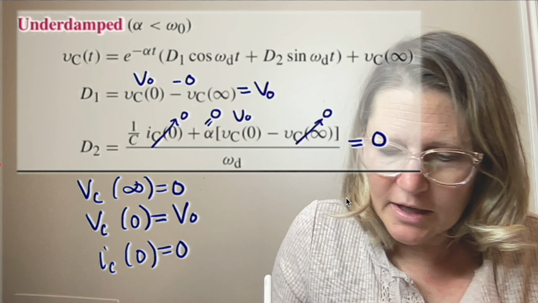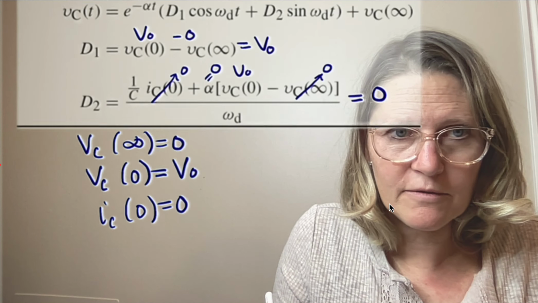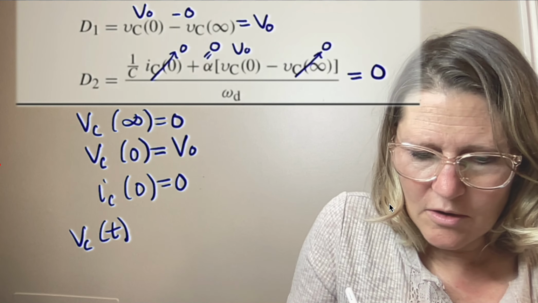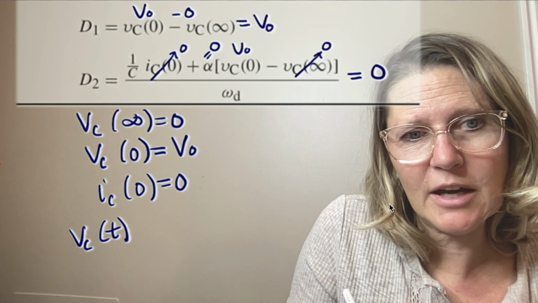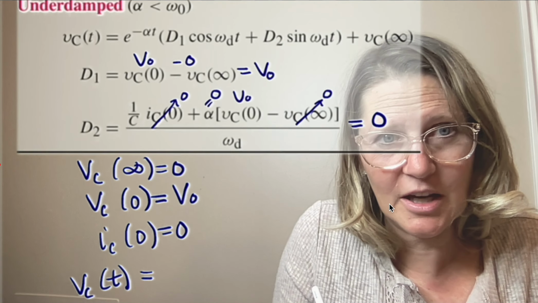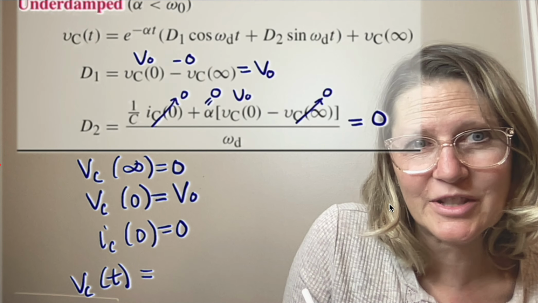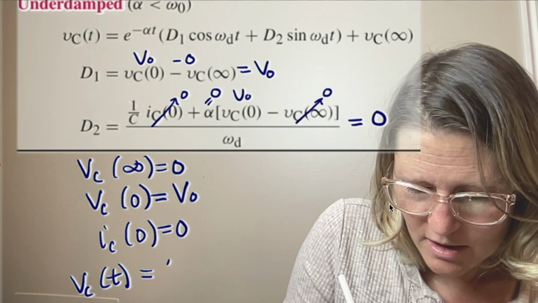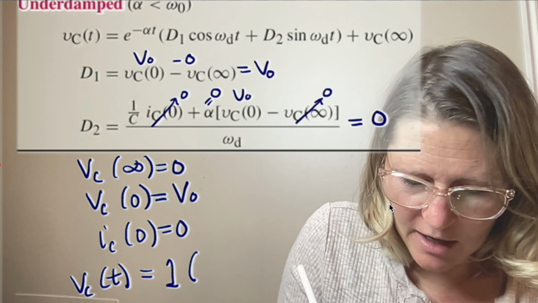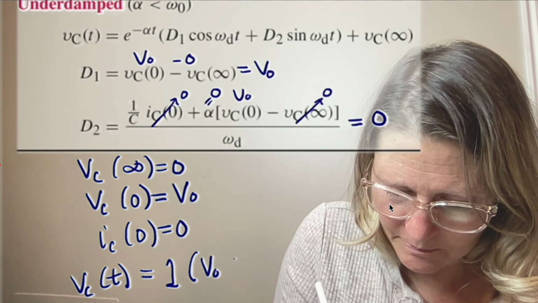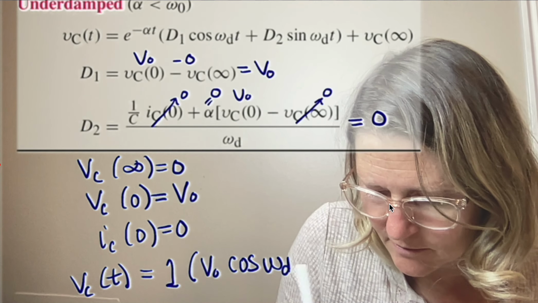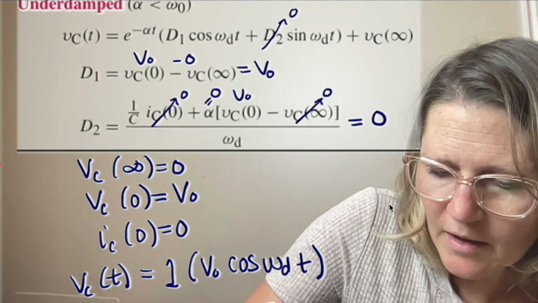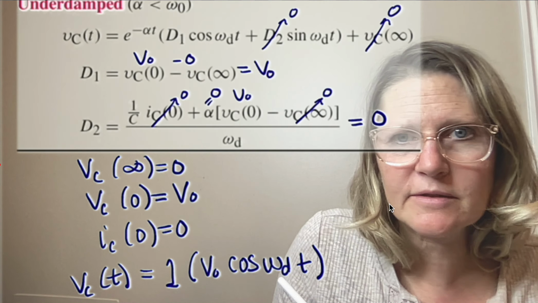And so rewriting this, you're going to have VC of t is going to have e raised to the minus 0 for alpha t. Remember, e raised to 0 becomes a 1. And then we have D1, which is V naught cosine omega d t. And D2 is 0. And VC of infinity is 0.